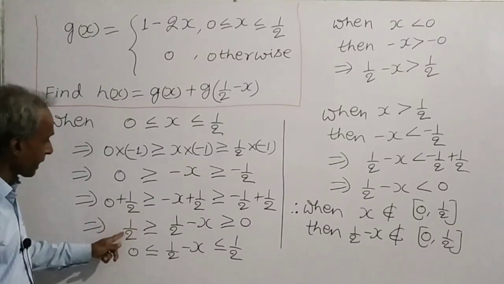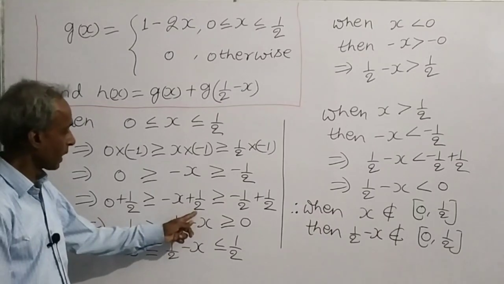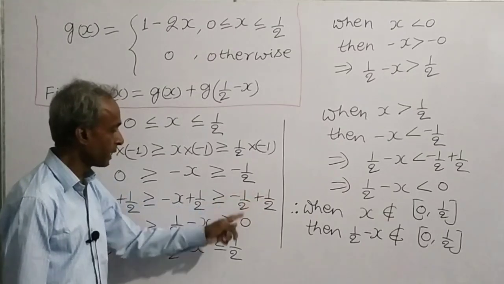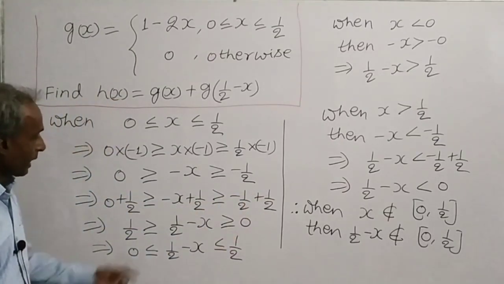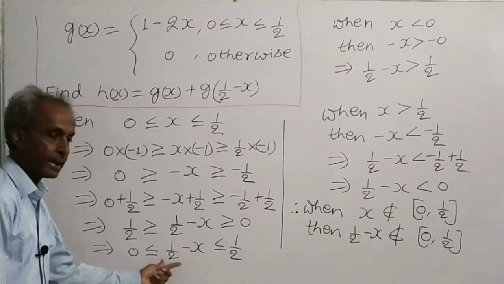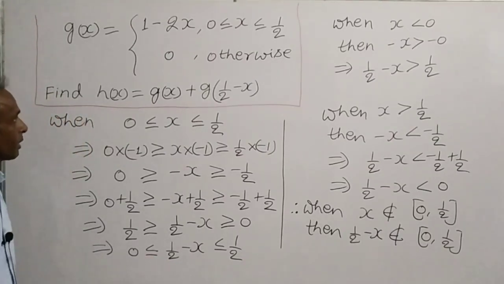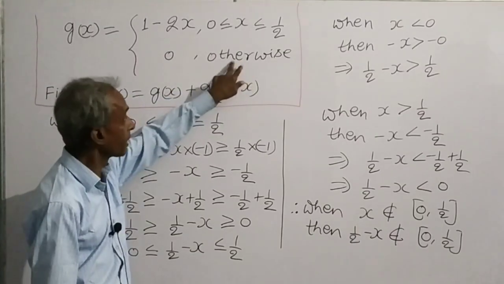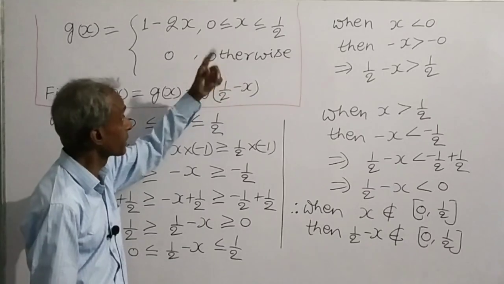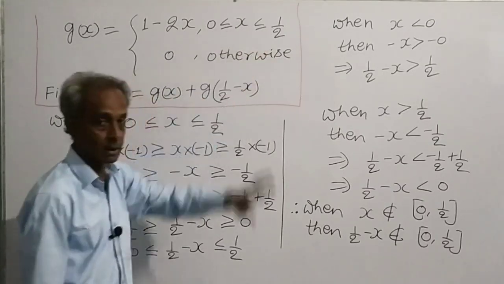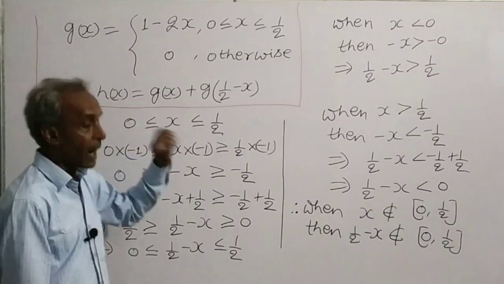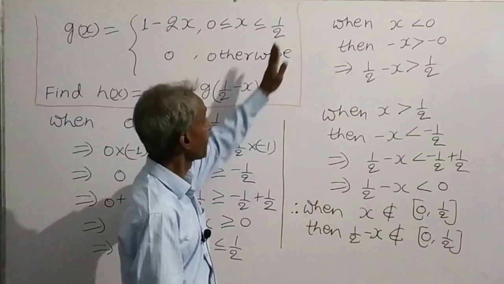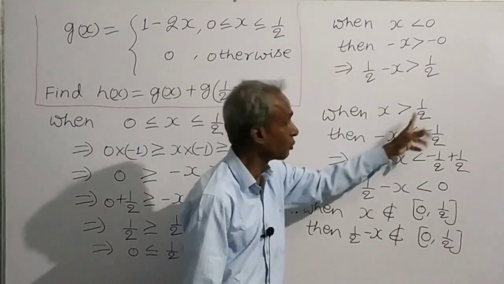This implies 1/2 is greater than or equal to 1/2 minus x, greater than or equal to, these two will become 0, and this result can be written like this. When x is otherwise, means x does not lie in this interval, either x is less than 0 or x is greater than 1/2.